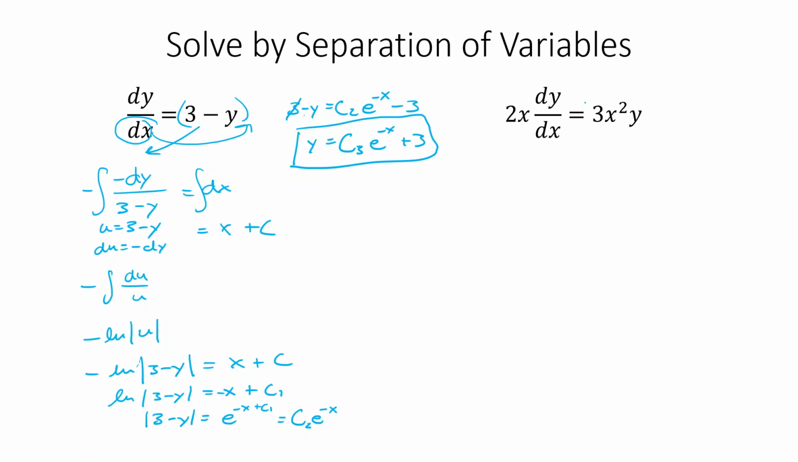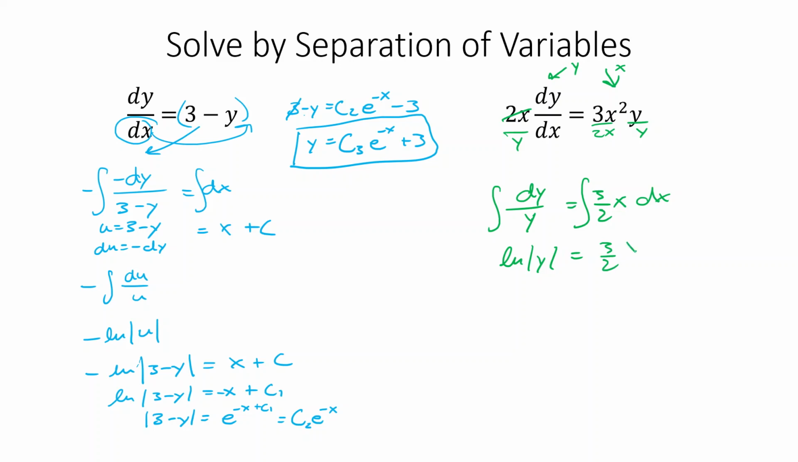Over here, again, we want all the x's. So this will be my x side, this will be my y side. So I'd have to divide both sides by y. I'm going to get a y on the bottom. I'm going to divide both sides by 2x, cancel that out, and I'll end up with dy over y equals 3/2 x squared over x, which is just x. And I'll move the dx over here. And now I'm integrating. So I get the natural log of the absolute value of y equals 3/2 x squared over 2 plus c, which will be 3/4 x squared plus c.